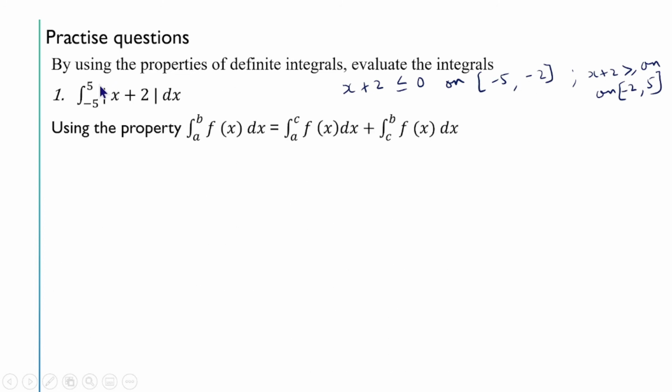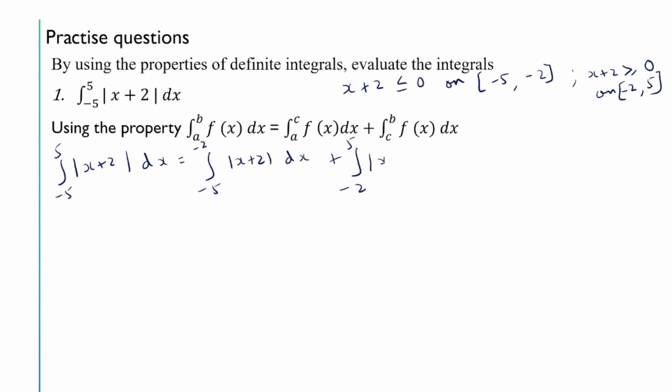So using the property integral a to b f of x dx equals integral a to c f of x dx plus integral c to b f of x dx, we can write integral minus 5 to 5 mod x plus 2 dx is equal to integral minus 5 to minus 2 mod x plus 2 dx plus integral minus 2 to 5 mod x plus 2 dx.